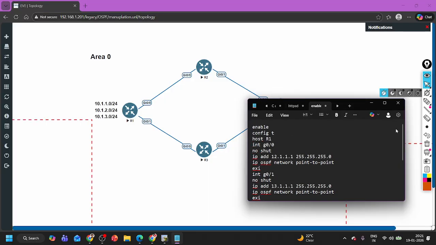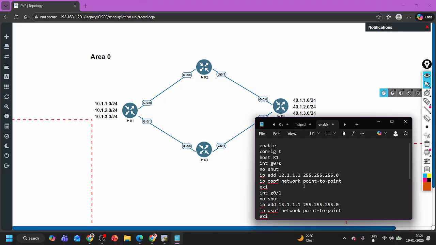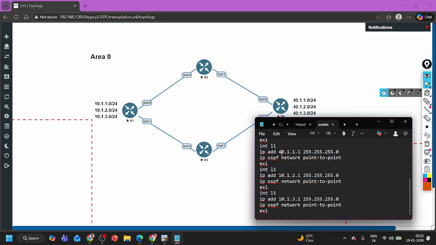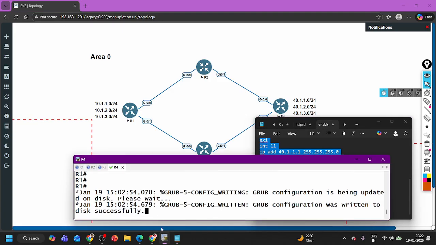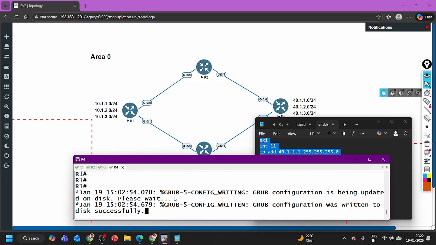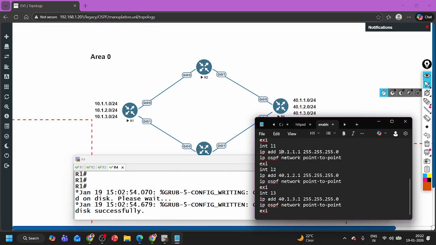For R4 you can see here 0/0 will have what IP? 0/0 will have IP 24.1.1.4 and here 34.1.1.4, and on loopback instead of 10 say 40, 40.1.2.1 and 40.1.3.1. These are my configurations of OSPF on router number 4. Let me, oh my god, I have pasted this command on R4. Let me correct it. This is for R1, not for R4. It was just a mistake.